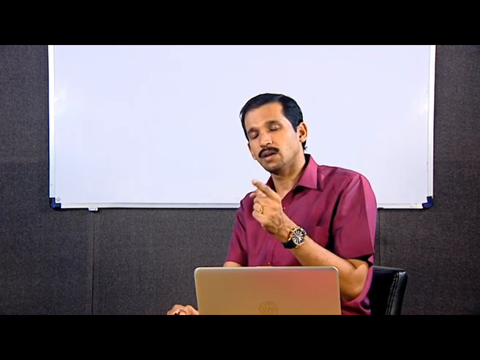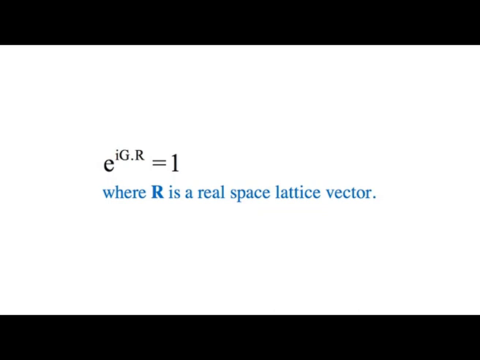Now, what is the connection between the reciprocal lattice vector and the real lattice vector? The connection is e raised to i G dot R equals 1, where G is the reciprocal lattice vector and R is the real lattice vector. It is very clear from that expression itself that G dot R should be 2 pi n, where n is an integer, as you can see on the screen over there.